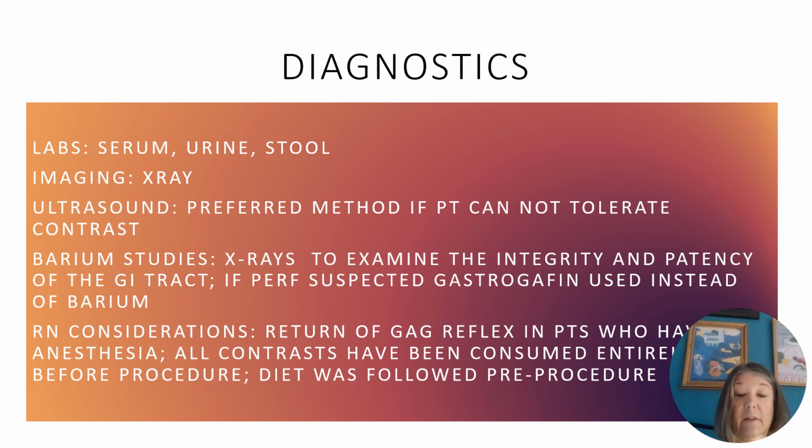Now, the thing is, if we suspect a perforation, then we use Gastrografin instead of barium. All right, so that's probably a thing to know. If we suspect a perforation, we're going to use Gastrografin instead of barium because we don't want barium getting out of that GI system and seeping into areas that we don't want it.